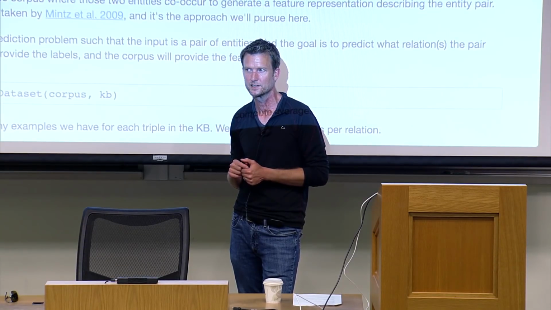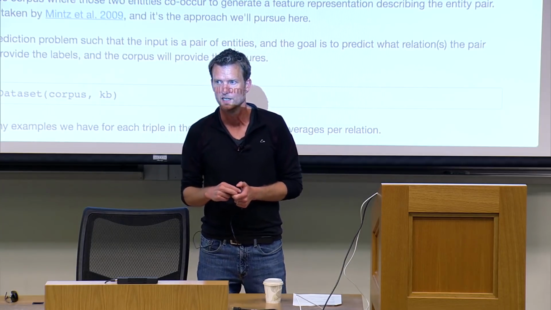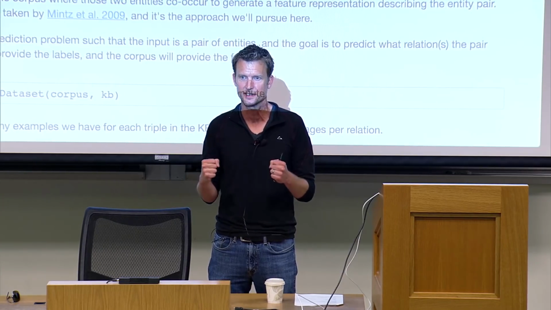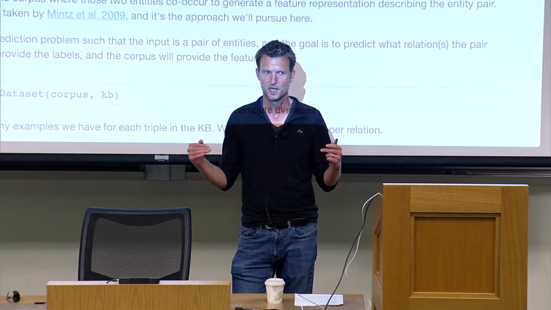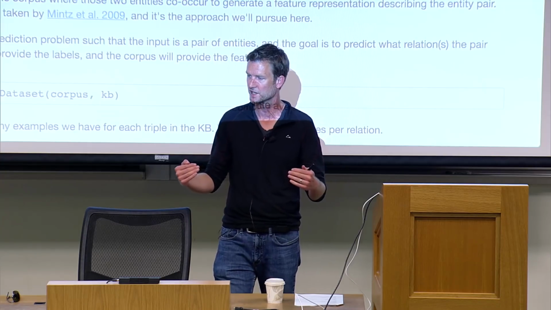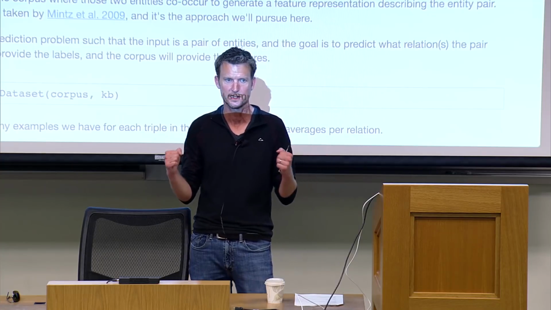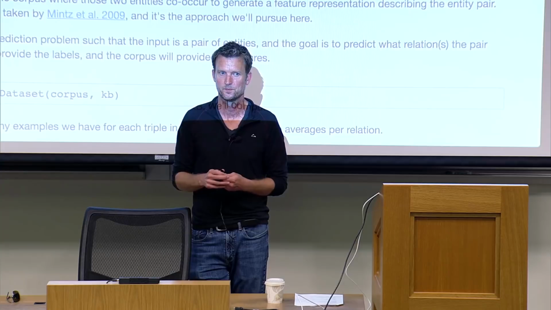So let me pause there and let that sink in and make sure that it makes sense. The input to the prediction problem will be a pair of entities considered apart from any specific context. But when we generate a feature representation, we're going to use all of the sentences in the corpus where those two entities co-occur as the source for those features.